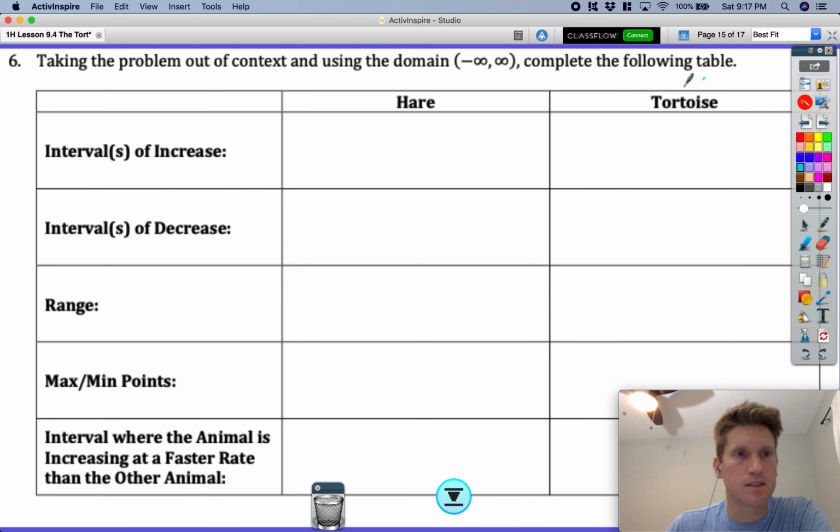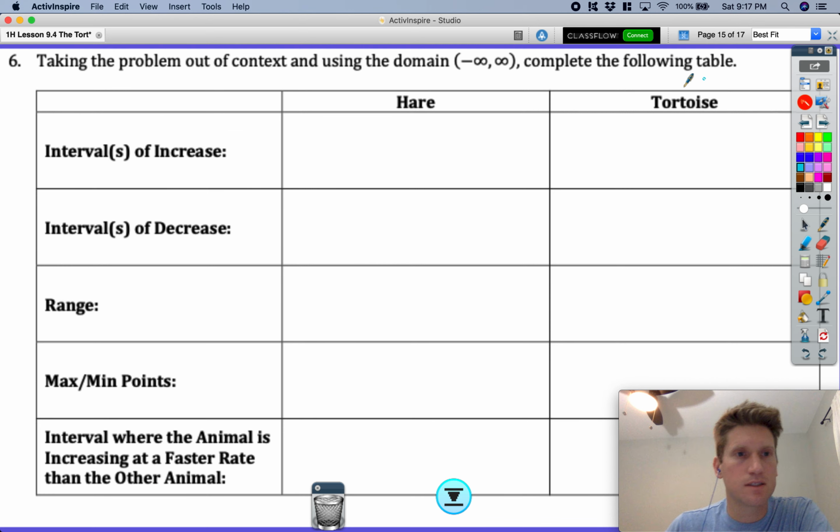So it's saying let's ignore this concept and pretend that these are not animals that we're looking at. We're just looking at the context of domain and range in this Desmos problem. And I'm comparing the two of them, okay? So when is one faster, what's the domain, what's the range, and so forth.